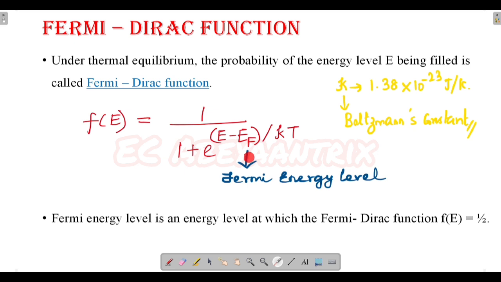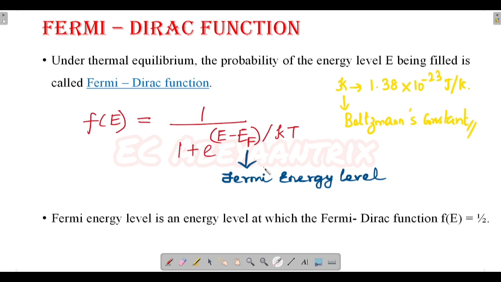What is the Fermi energy level? We are going to discuss that in the next slides. The Fermi energy level varies for intrinsic semiconductors and also for p-type and n-type, and we can see that in energy level diagrams. But what is the Fermi level? The Fermi energy level is the energy level at which the Fermi-Dirac function f of E is half, 1 by 2. As I said earlier, 1 by 2 means it can either be filled or not filled, 50-50. If that energy level has a probability of 1 by 2 of being filled by electrons, then that energy level is called the Fermi energy level.